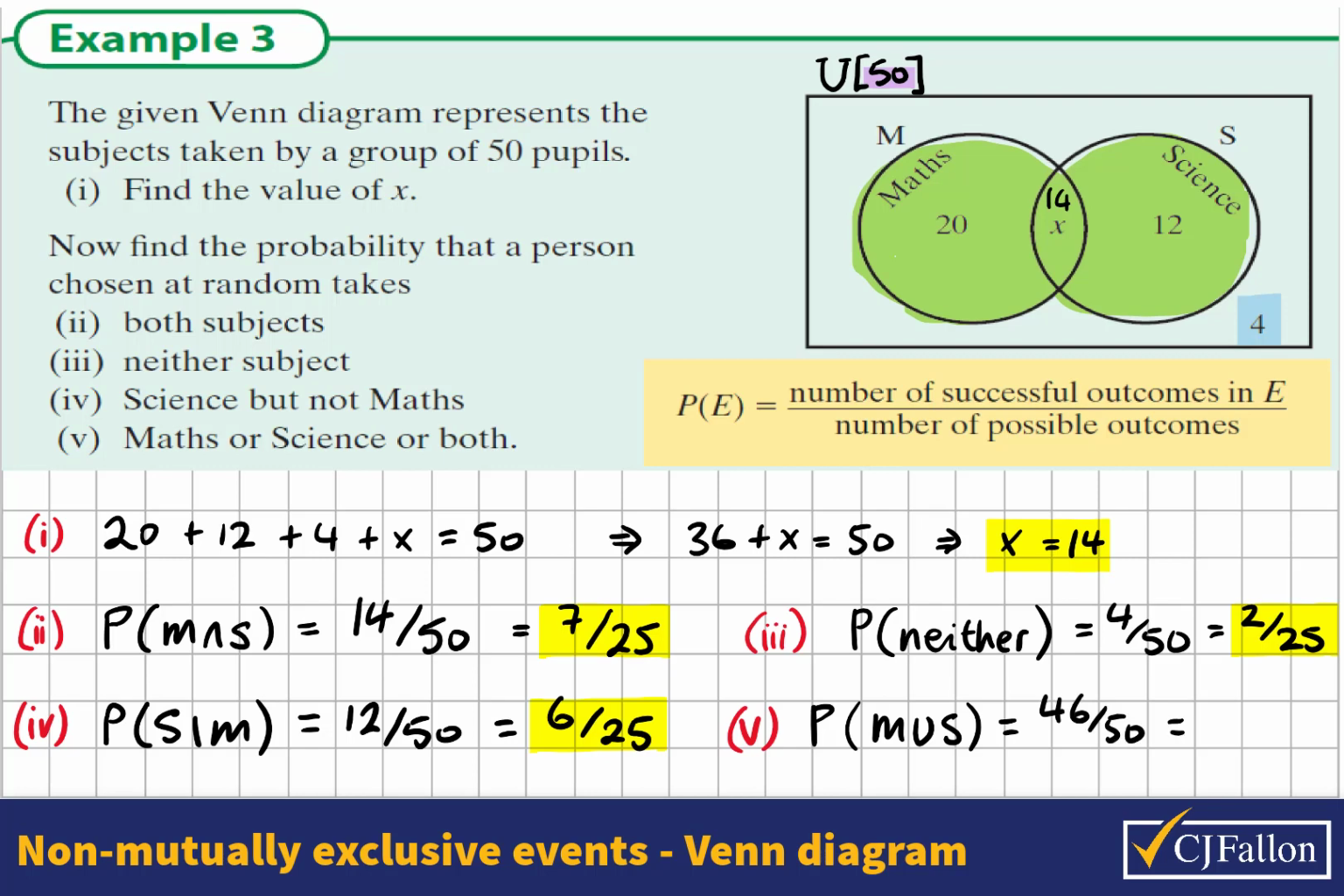A quicker way of getting 46 though would be to just take 4 from 50. There's 4 that don't study it, everyone else does. So 46 out of 50 is 23 out of 25. And that's the last solution.